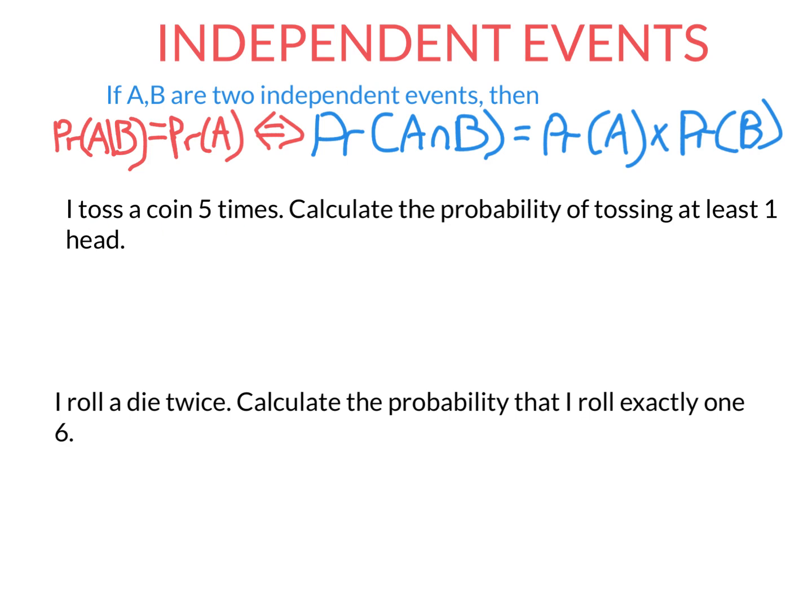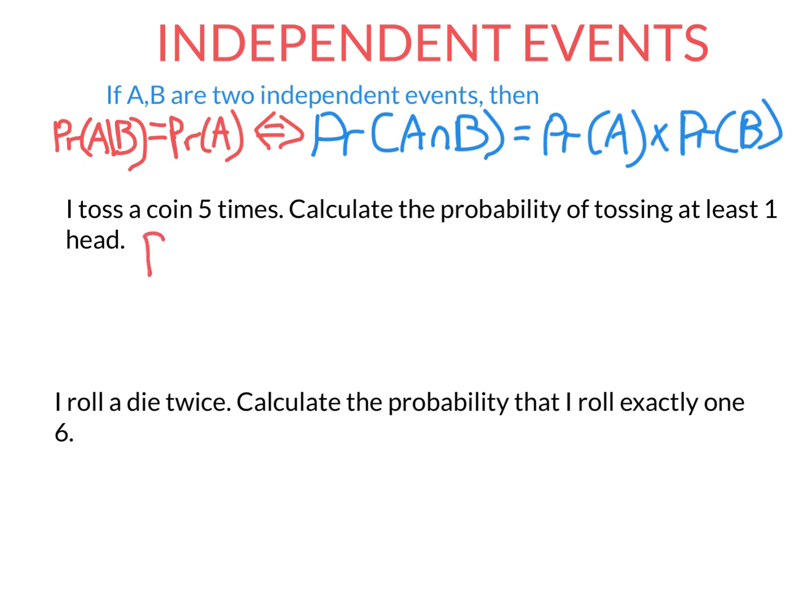Let's say I toss a coin 5 times. Let's calculate the probability of tossing at least one head. It turns out each time you toss a coin, the outcome is independent. It doesn't matter if you got a head the last time you tossed a coin, it's still 50-50 the next time you toss a coin. So because these events are independent, I can multiply for AND calculations.